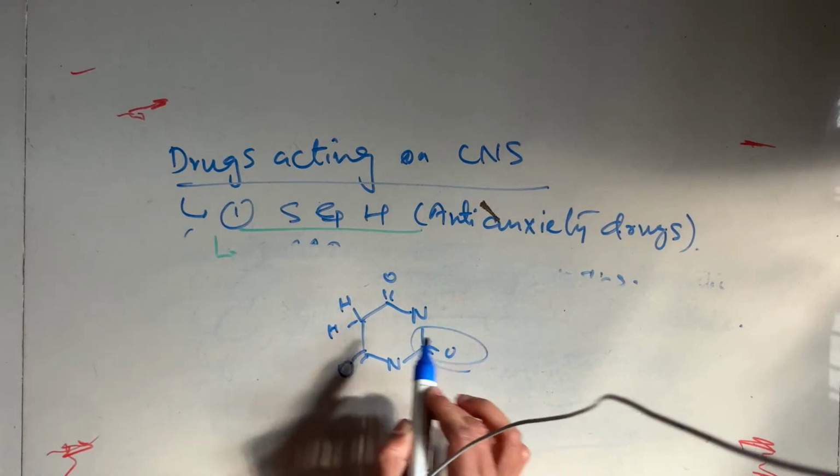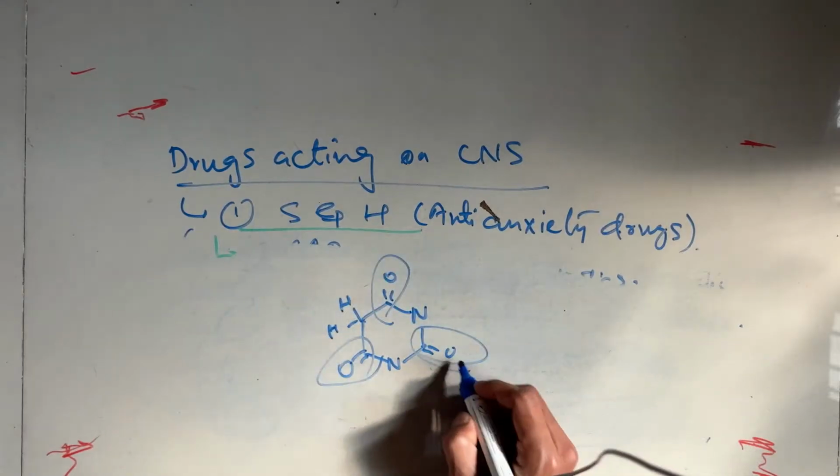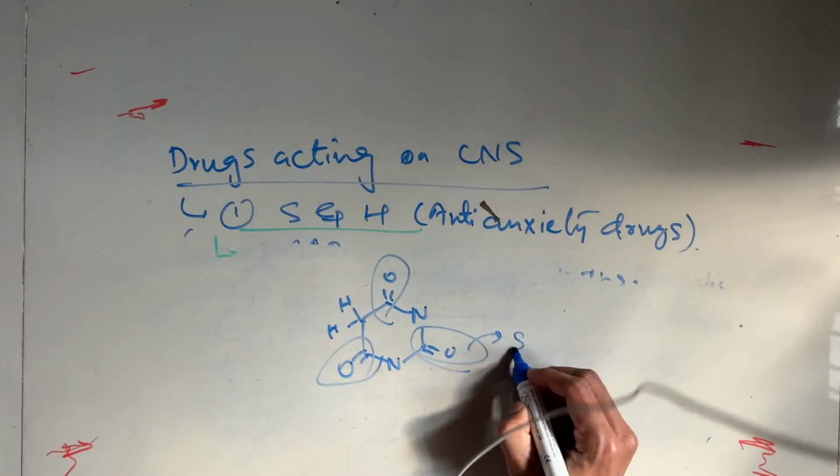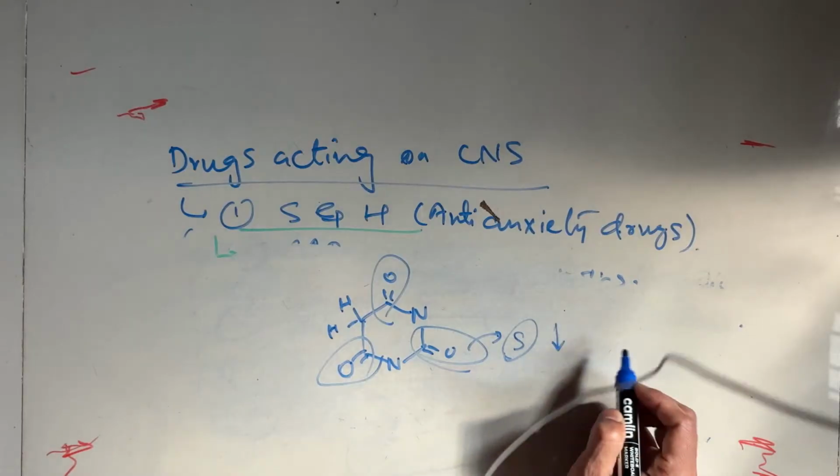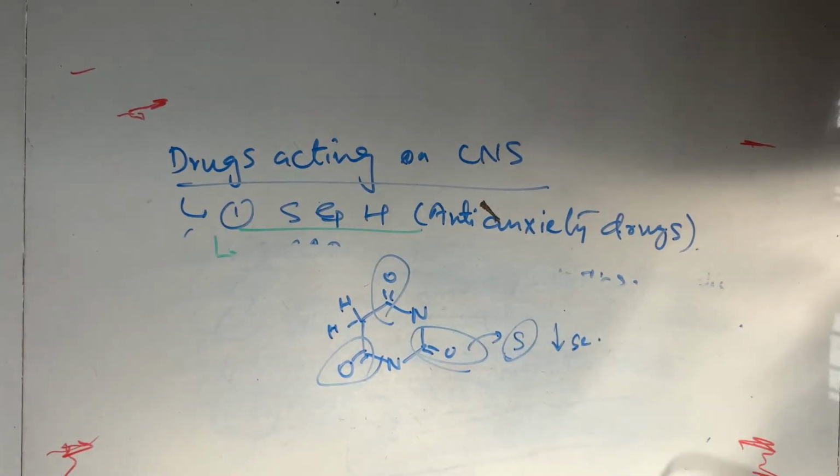Number 1, this ketone group, that oxygen can be substituted with sulfur. With the presence of sulfur, what will happen? A thionyl group, thiocarbonyl group, ultimately the activity will decrease, and when the activity decreases, it will also act as general anesthesia, if we are applying sulfur.